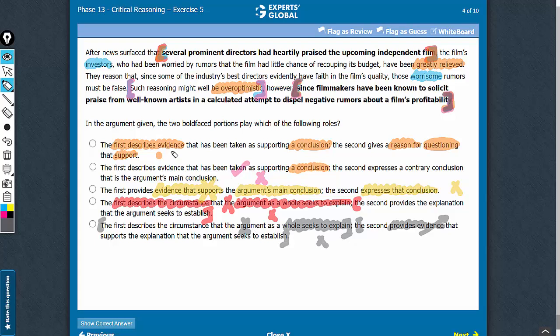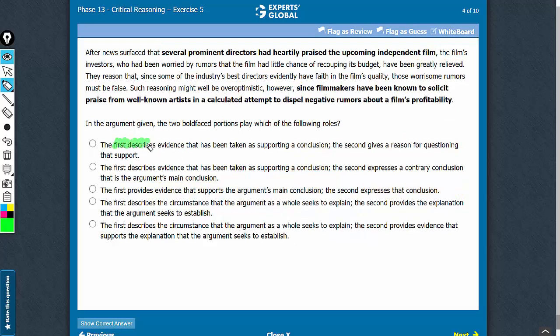Let's confirm answer choice A once. The first describes evidence. So yes, this can be called evidence. This is a concrete fact that has been taken as supporting a conclusion. A conclusion, remember, is an intermediate conclusion. And yes, this is supporting an intermediate conclusion that the rumors are false. This is the intermediate conclusion. However, the second boldface here gives a reason for questioning the support for this intermediate conclusion, because see, the argument's main conclusion is that such reasoning is over-optimistic and therefore the investors may still have the reasons to worry. A is the correct answer choice.